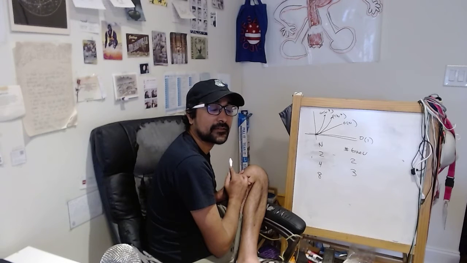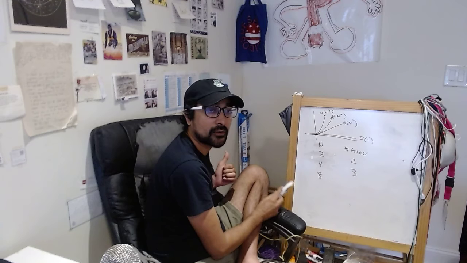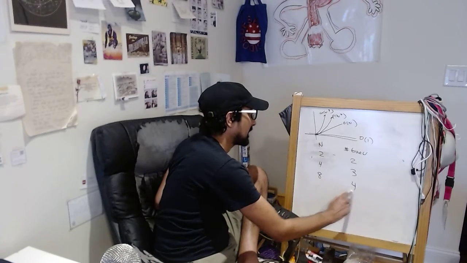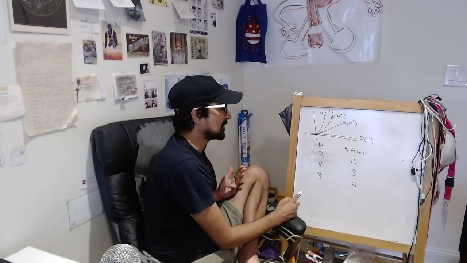You pick 6, they say higher. You pick 7, they say higher. You pick 7 or 8, it doesn't matter. They say higher in the worst case, and your worst case is 4 guesses. Okay, you can kind of see what's going on here.